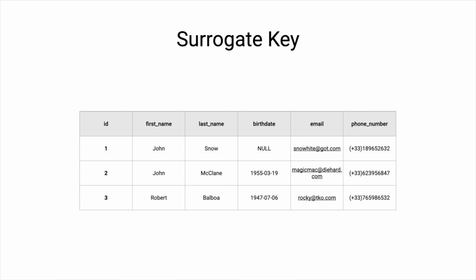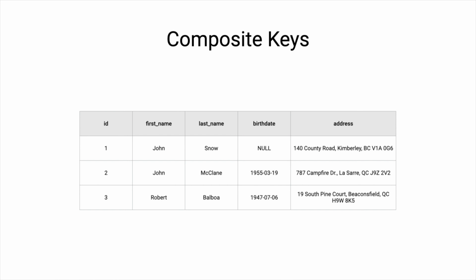A last thing worth mentioning is that it's also possible to combine two or more attributes that when considered separately may not be unique, but when taken all together are guaranteed to ensure uniqueness, and this combination is called a composite key.